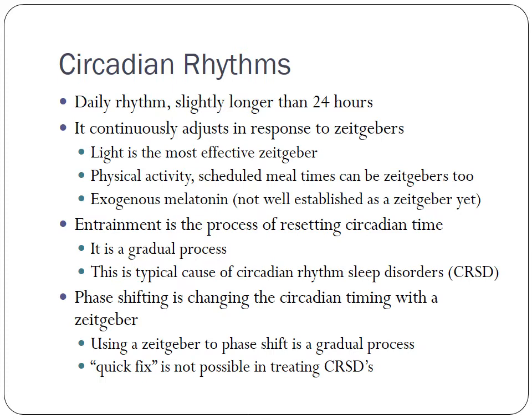Entrainment is a process of resetting circadian time. This is a gradual process. This is the typical cause of circadian rhythm sleep disorders. Entrainment is the typical cause. Phase shifting is changing the circadian timing with a Zeitgeber. Using a Zeitgeber to phase shift is a gradual process. A quick fix is not possible in treating circadian rhythm disorders.